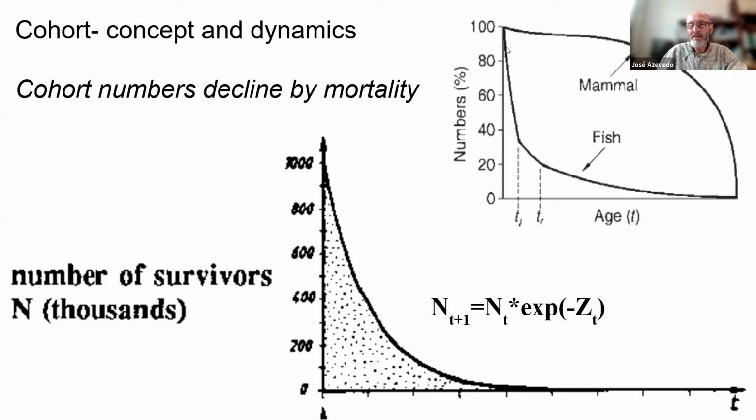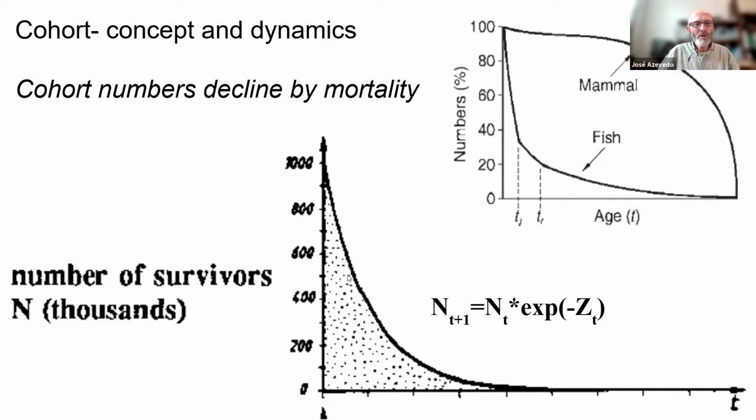So they have this kind of exponential decline function where numbers decline very quickly when the animals are young, and then the number of animals dying decreases with age. By comparison, mammals have a relatively low mortality when they're young. They live a long period and then they die of old age, right? So most of the mortality is concentrated at older ages, whereas in fish, mortality is concentrated on younger ages, right?